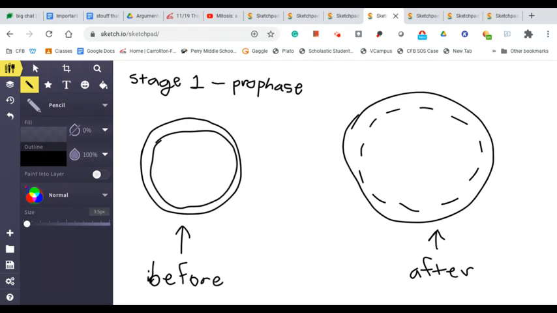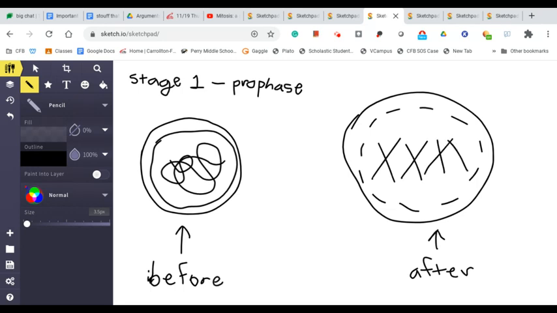Then we have stage 1, which is prophase. In prophase, the chromosomes condense from loose strands, so they were like this, and they end up being like this, the form of an X, the one that you normally see. So now these X's are starting to bloat up the nucleus, which is the inner circle, in case you didn't notice, and this causes it to start to break down.